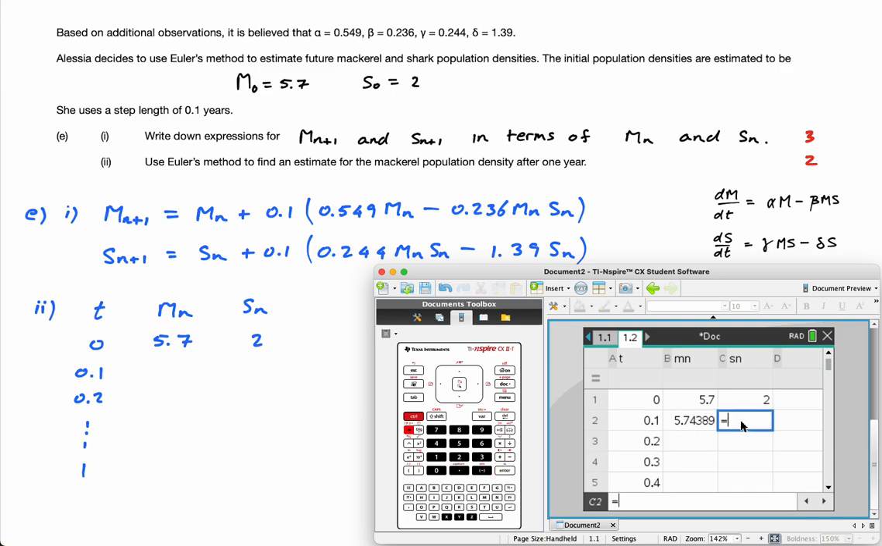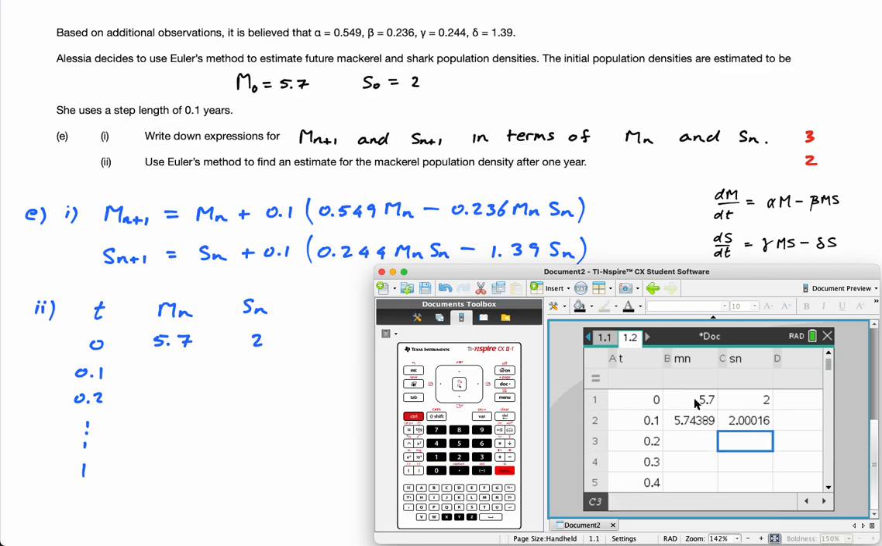Then this one equals Sn, which is c1, plus 0.1. So this part of this question, guys, is not difficult, but it's annoying, and I can see in an exam it would be easy to make a mistake. 0.244, so just be careful. Times B1 times C1 minus 1.39 times C1 for S of n, close bracket, and we get that, right?